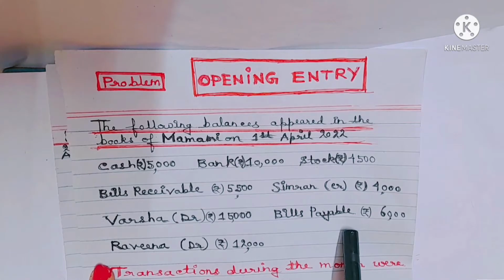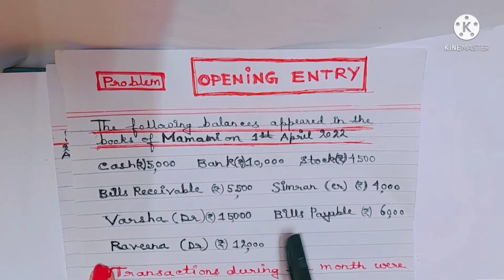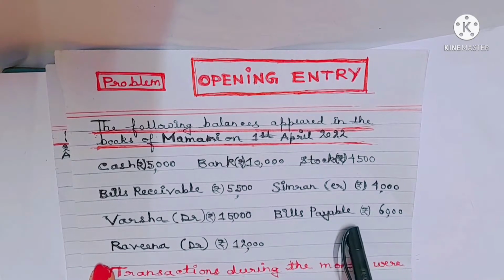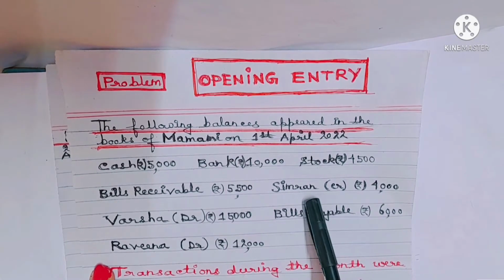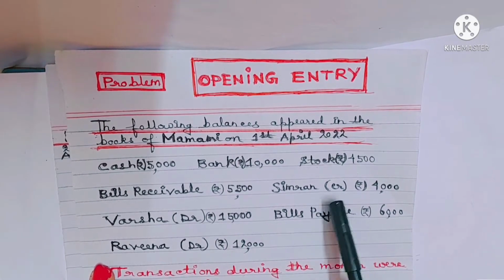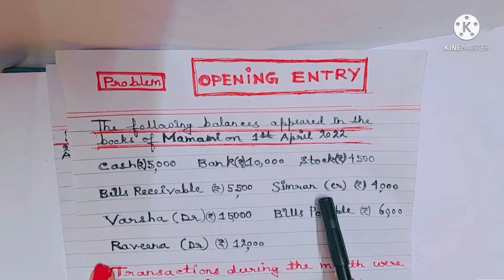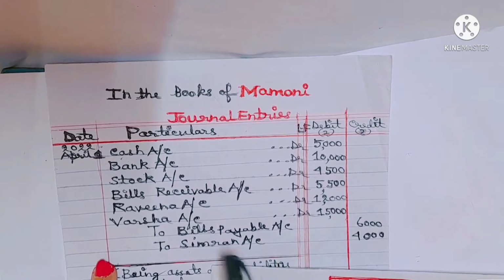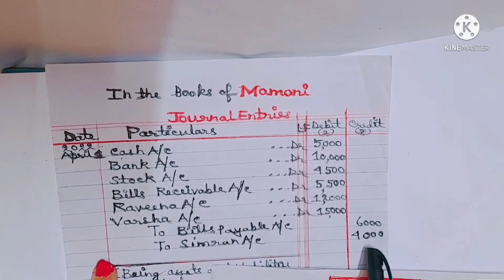One is bills payable, another is Simran. So bills payable 6,000 should be written on the credit side since it's a liability, and Simran is a liability too. Since Simran is a creditor, she is a liability. Simran should be written on the credit side too. Bills payable 6,000, Simran 4,000 written on the credit side.